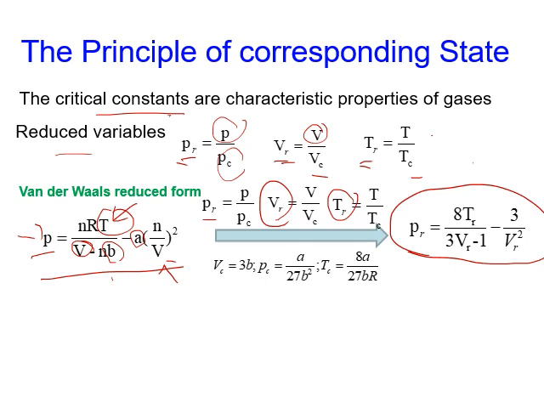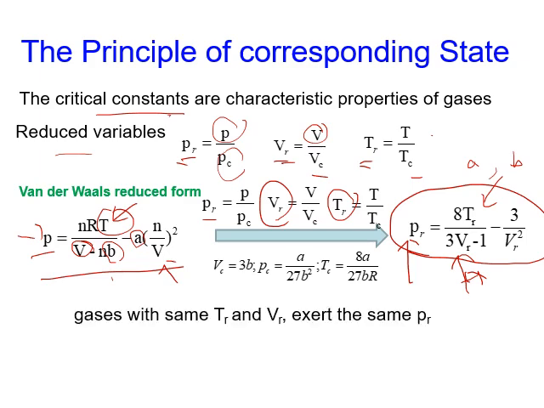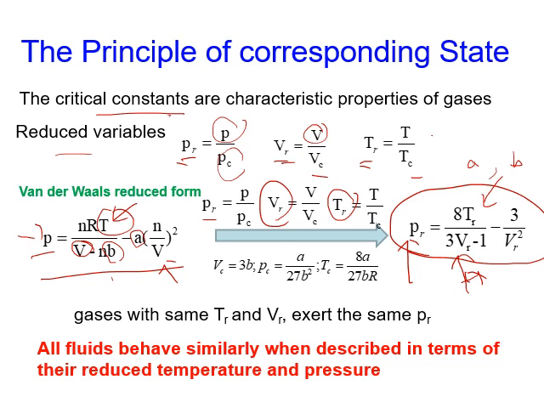You don't have the A constant, you don't have the B constant. And that means for all gases, if we use reduced variables, they become the same equation. The same reduced volume and same reduced temperature give you the same reduced pressure for different gases. Okay, so this is summarized by the principle of corresponding states. It says all fluids behave similarly when described in terms of their reduced temperature and pressure.